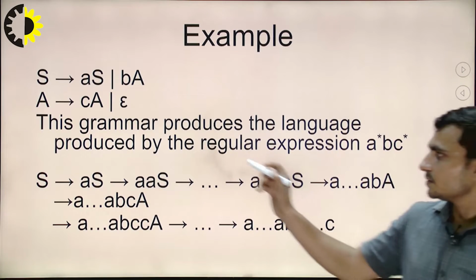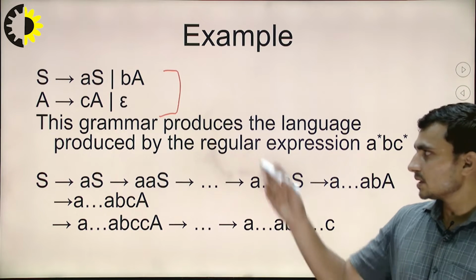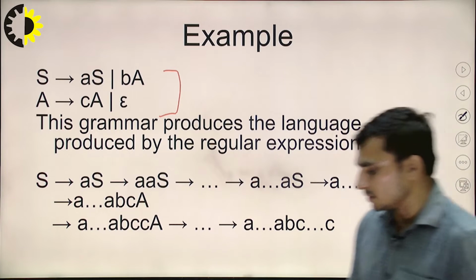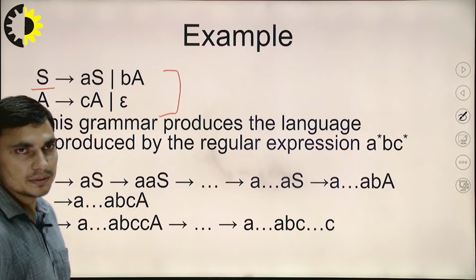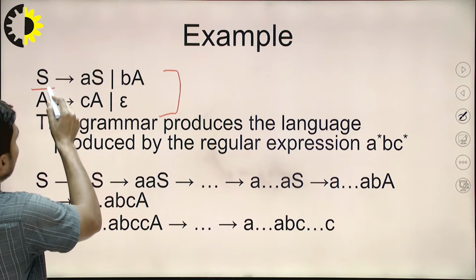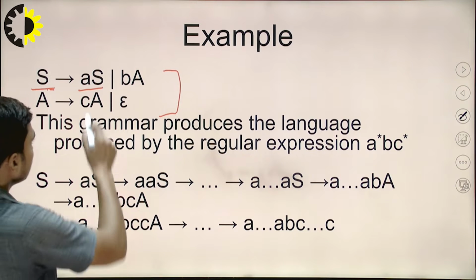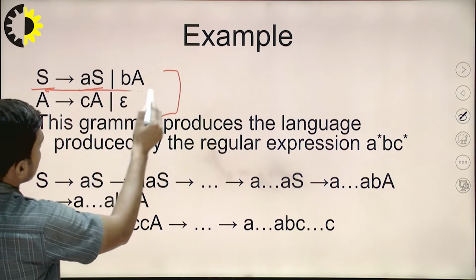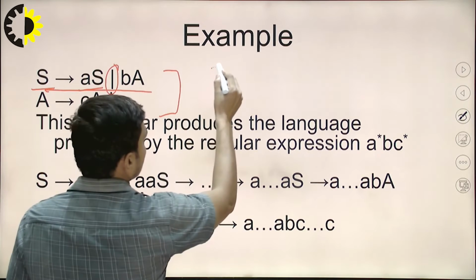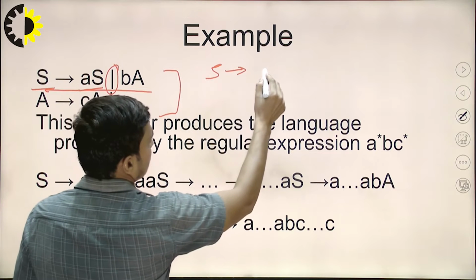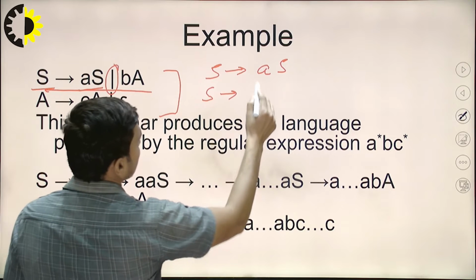Just take a look at this example. We have certain productions, and let us discuss them. S is your start symbol. We can convert S to small a S, so this is the first production. This is your OR symbol, so basically here we have 2 productions, and you can write them separately: S can produce aS and S can produce ba.